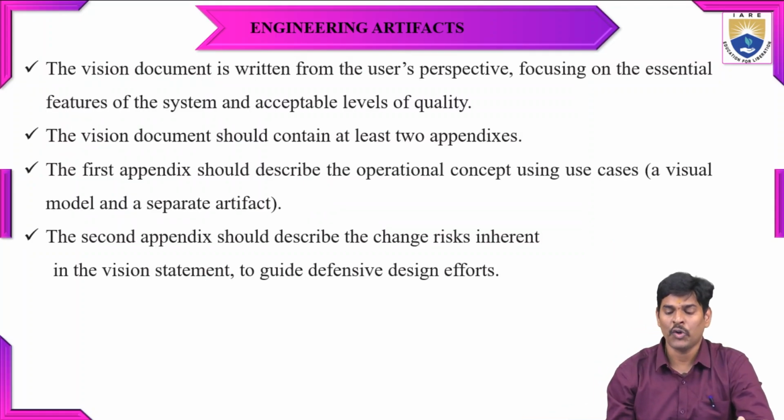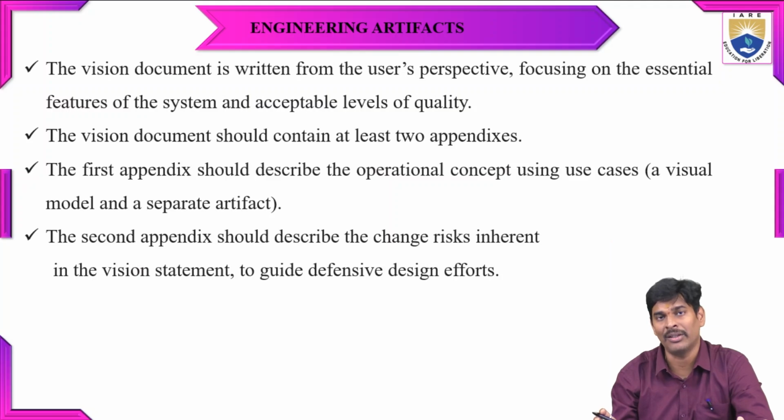Okay, so the vision document is written from the user perspective. Based upon the user perspective, the vision document will be clearly written, and it also has some features of the system and an acceptable level of quality. Quality is very important because when they prepare documentation, they need to check the main user perspective and also the quality. Based upon the quality, they need to design the software documentation as well as the products. The vision document should contain at least 2 appendices. We have seen that we have the 2 types of appendix.